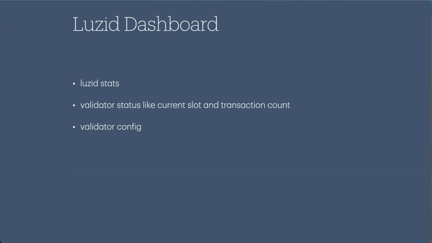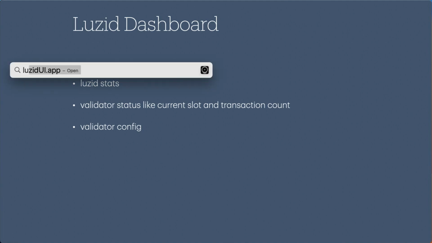And you can also edit or mutate account data directly or via snapshots. The first piece of Luzid that we're going to look at is the Luzid dashboard, which provides us with the stats about Luzid itself, stats about the validator, like what current slot is active right now and how many transactions we're running so far, as well as the config of the validator.